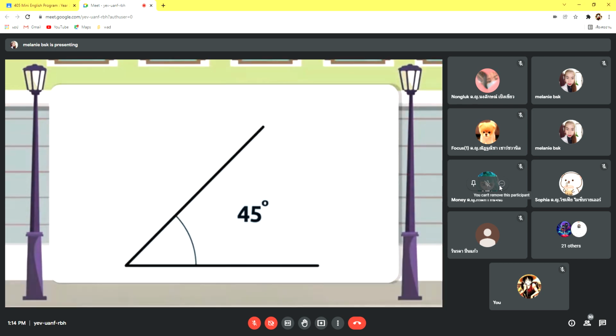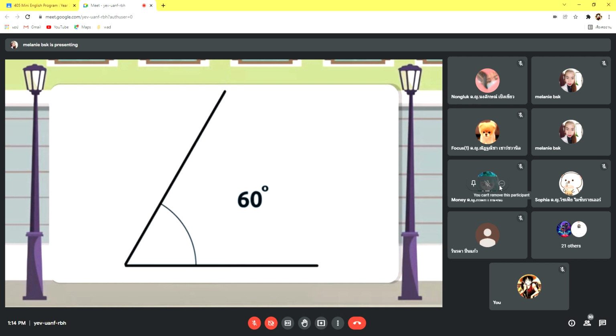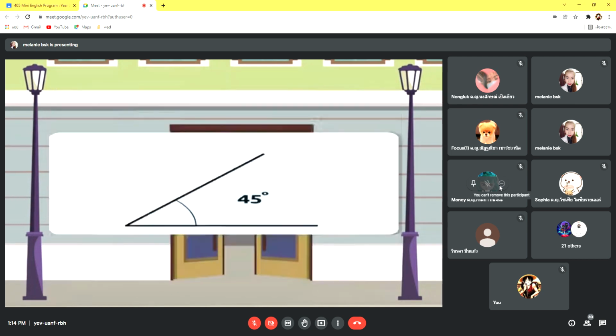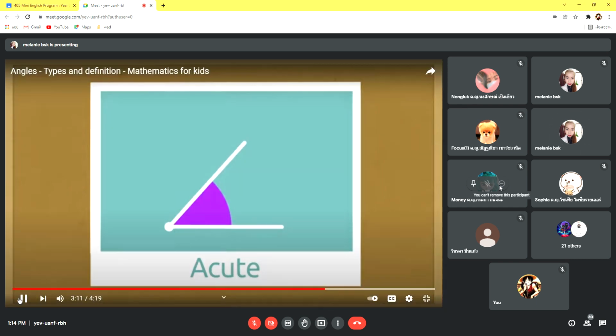To classify angles, we measure their opening. This is measured in degrees. Depending on the angle opening, angles can be acute. They measure less than 90 degrees. So we have the first one, the acute angle. The acute angle is less than 90 degrees. We're going to have more examples later on.